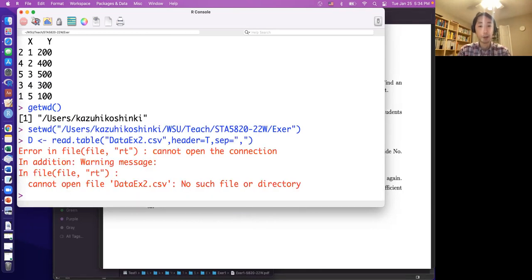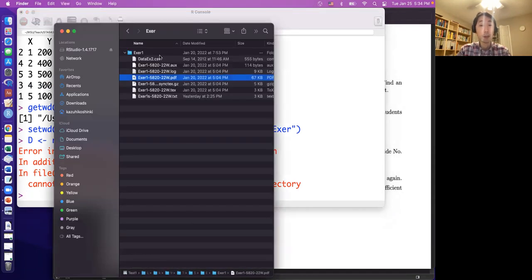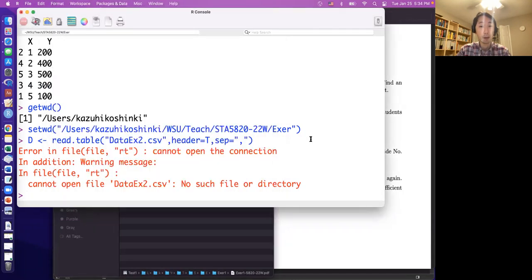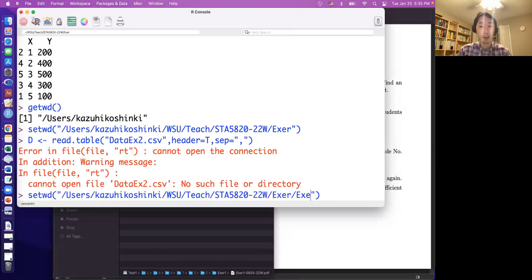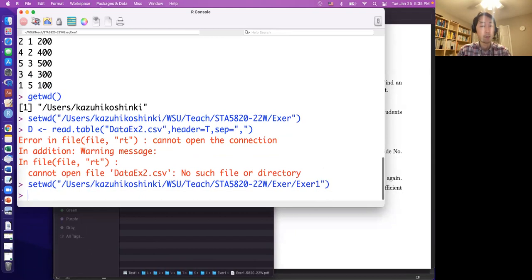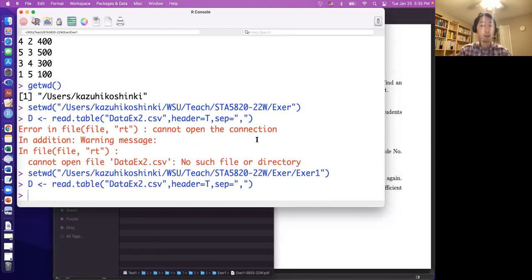We have trouble: no such file or directory. Within exercise, we have exercise 1. So in the working directory, there should be this one, then this. If we see this error message, that means your file is not in this directory, so you have to modify the directory. You modify the path to read the data.